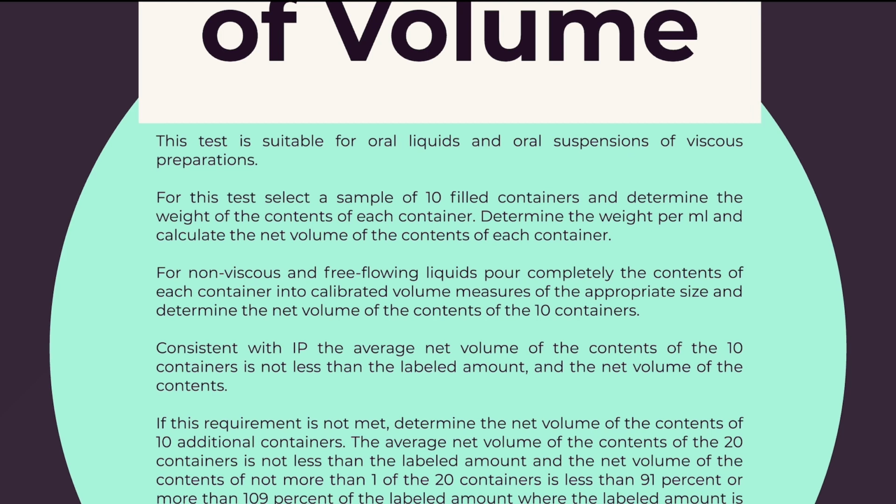The average net volume of the contents of the 20 containers is not less than the labeled amount, and the net volume of the contents of not more than one of the 20 containers is less than 91% or more than 109% of the labeled amount, where the labeled amount is 50 milliliter or less; than 95.5% or more than 104.5% of the labeled amount, where the labeled amount is more than 50 milliliter but not more than 200 milliliter; or less than 97% or more than 103% of the labeled amount, where the labeled amount is more than 200 milliliters but not more than 300 milliliter.